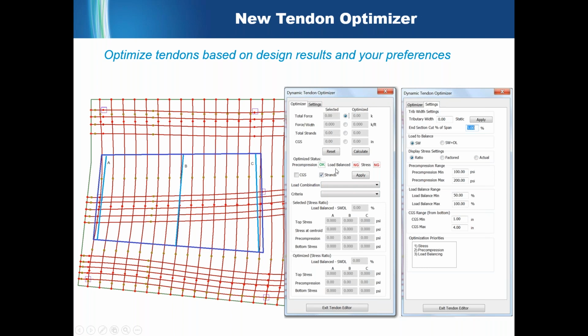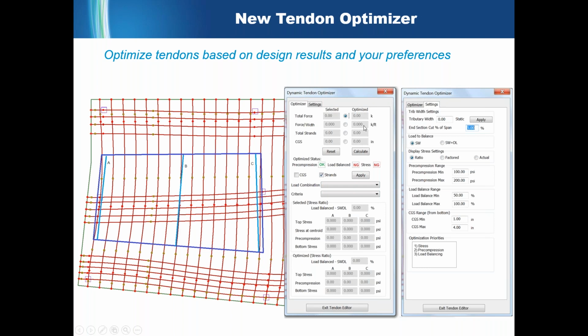Just like in the Adapt PTRC program, it's going to give you a quick heads-up status display for your pre-compression, your load balancing, and your stress, so you can see at a glance where you are on these parameters. Then you'll be able to indicate which load combination you want to optimize for and what criteria, meaning is it a 2-way slab, a 1-way slab, or a beam. Based on your selection, you'll see the stress ratios for your top stress, pre-compression, bottom stress, and centroid at these A, B, and C locations. A being the first section of your tributary, B the middle, C the end.